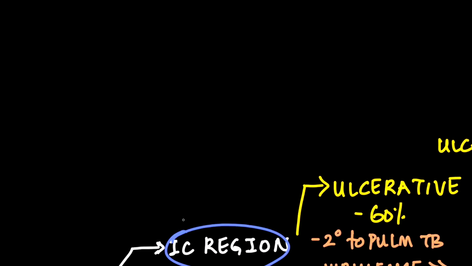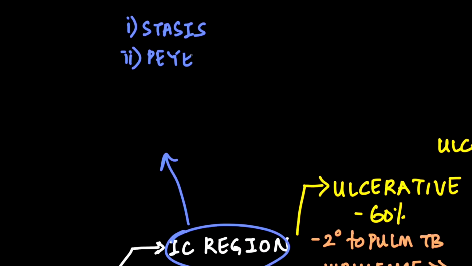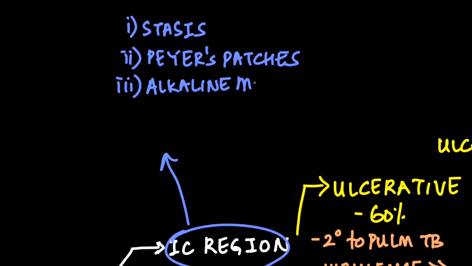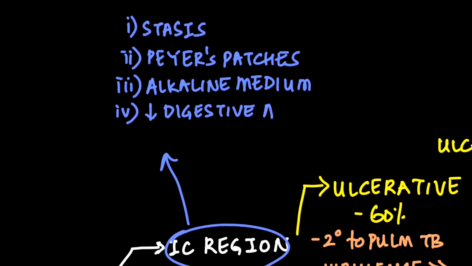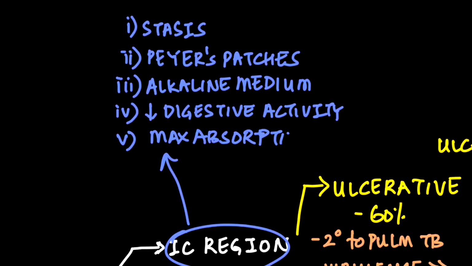And there are multiple reasons for this. So, ileocecal region tuberculosis is the most common amongst the gastrointestinal tuberculosis within the abdominal tuberculosis due to one, stasis of intestinal content in this region, due to the presence of abundant Peyer's patches, due to the presence of alkaline medium, due to decreased digestive activity in this region, and due to maximum absorptive area.